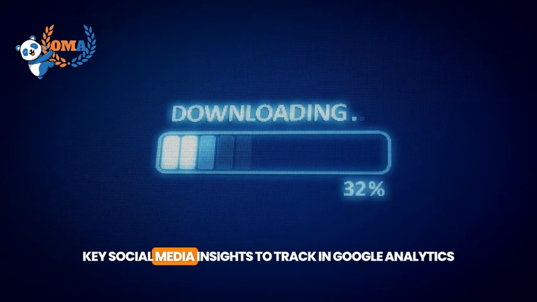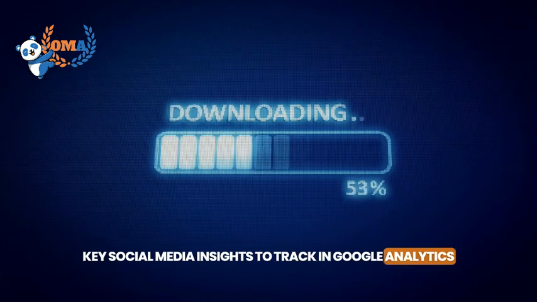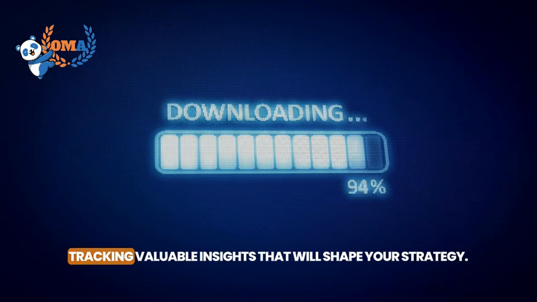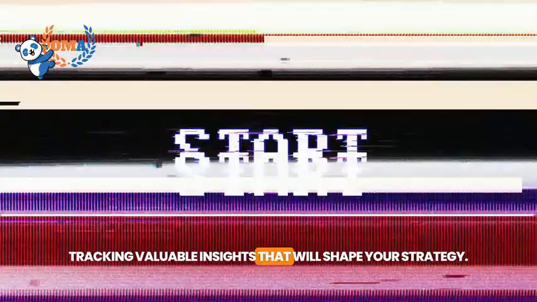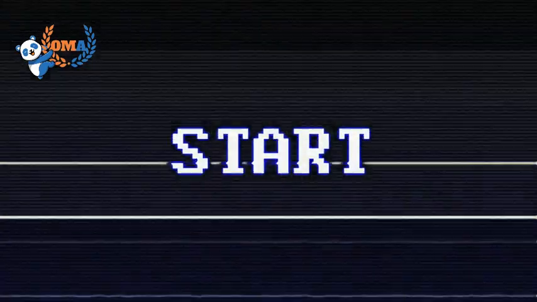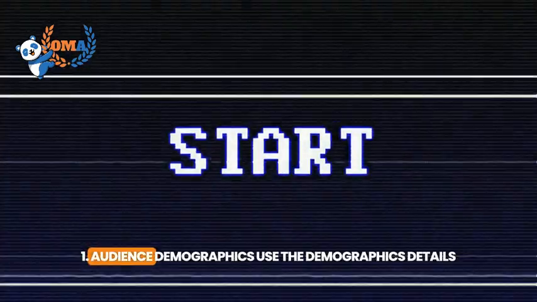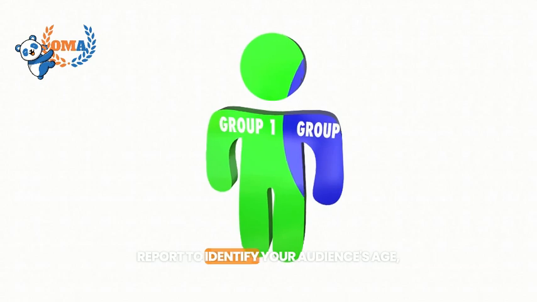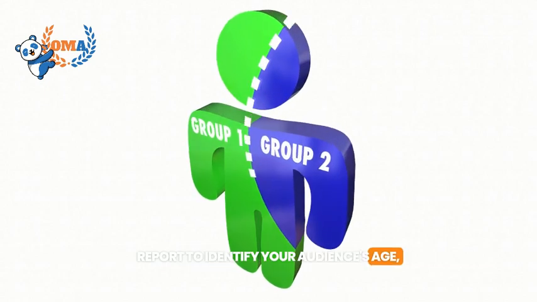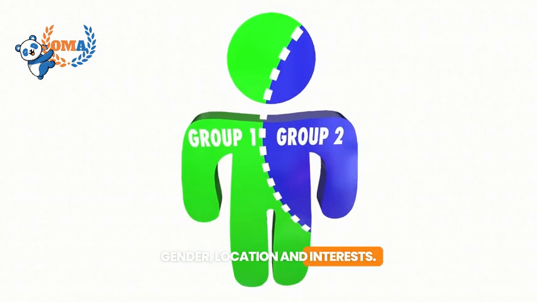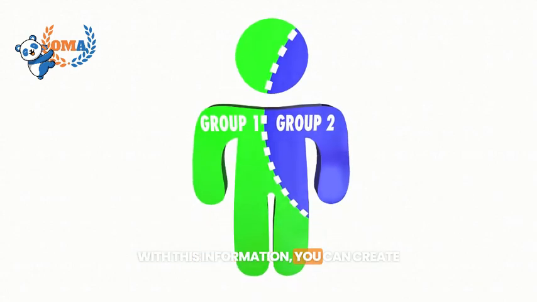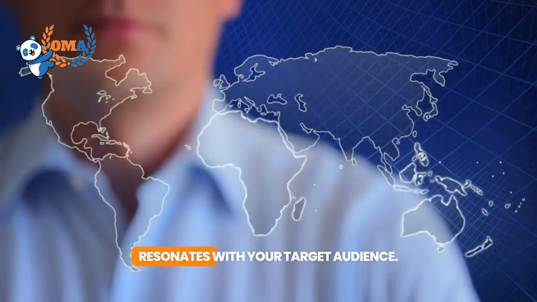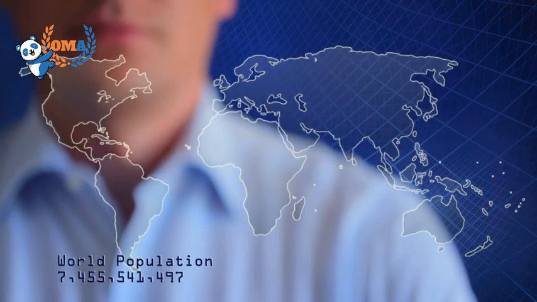Key social media insights to track in Google Analytics. Once your setup is complete, it's time to start tracking valuable insights that will shape your strategy. 1. Audience demographics. Use the demographics details report to identify your audience's age, gender, location, and interests. With this information, you can create more personalized and engaging content that resonates with your target audience.